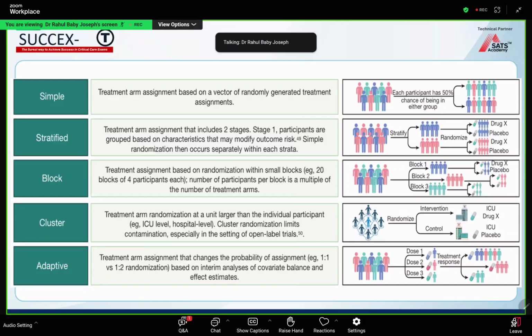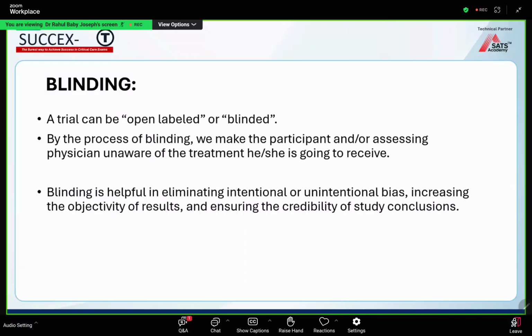In adaptive randomization, there are no pre-specified endpoints like sample size. You have a pre-specified superiority or non-inferiority level. So till that adequate number is reached, you can keep randomizing patients into different arms. The next concept that we have to discuss is blinding. So a trial can be open labeled or blinded.